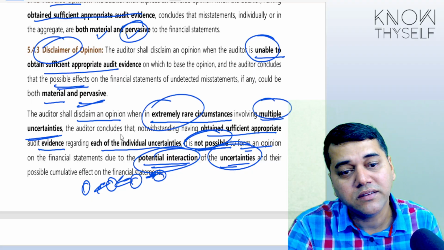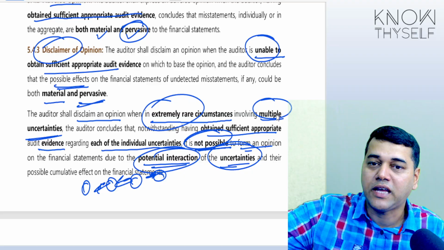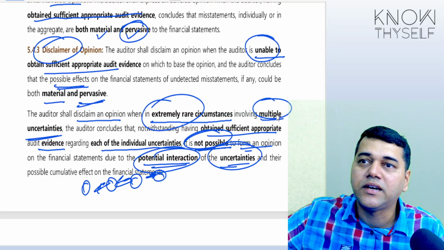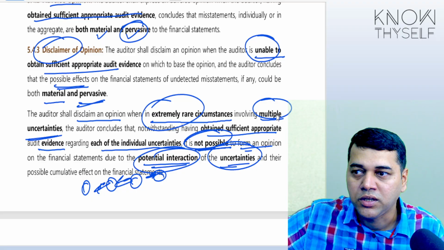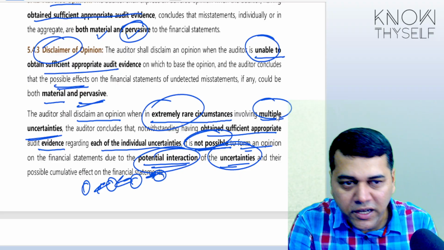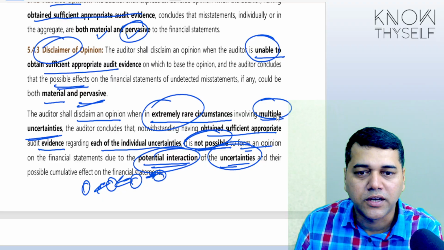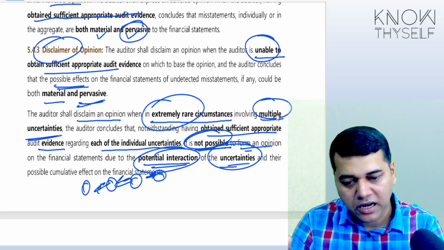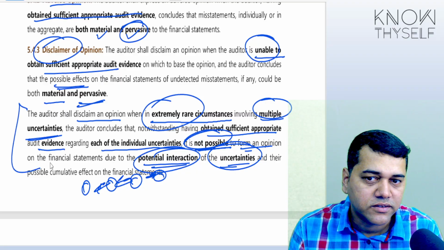That is, multiple uncertainties where you obtained evidence. There is a litigation also. There is a going concern issue also happening here. There is something related to estimation uncertainty on some particular portion. The customer is about to leave. Now you see four or five uncertainties. You got evidence. You have hired a lawyer, you have gone through their work, you have performed substantive procedures. But how they are going to interact with each other, I cannot say. I hope, students, this part is clear.